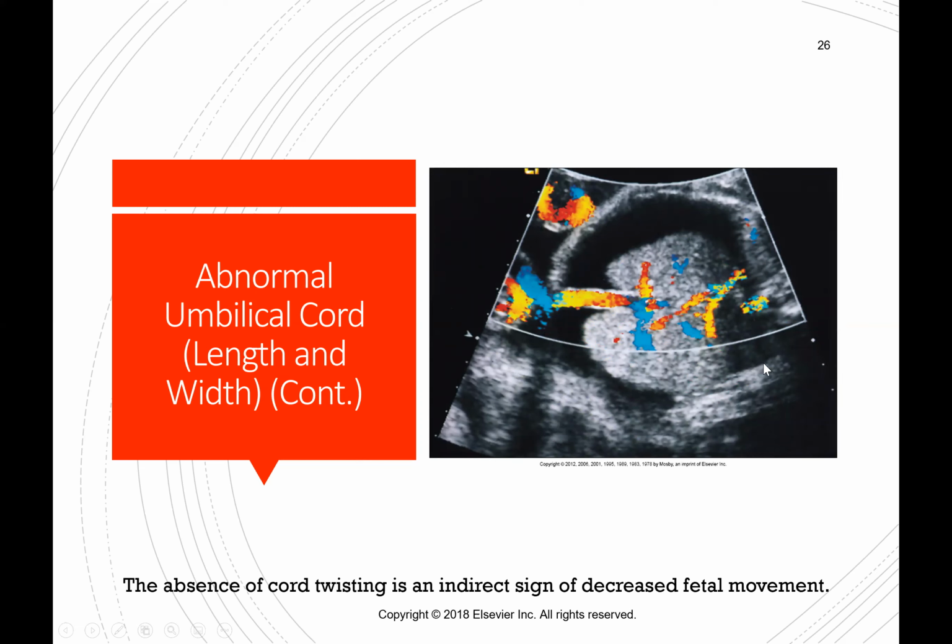So this baby has a lot of stuff going on, but the absence of cord twisting is an indirect sign of decreased fetal movement. So if you see a cord and it just looks straight and you're not seeing that coiling, that's actually something that could be abnormal.